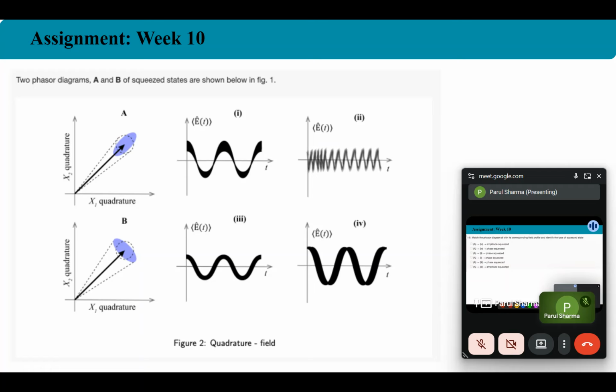So first of all, they're asking about A. So we saw that if it is squeezed in x2, if delta x1 is lesser than 1 by 2, and delta x2 is greater than 1 by 2, then it corresponds to the first curve, that is the phase squeezed.